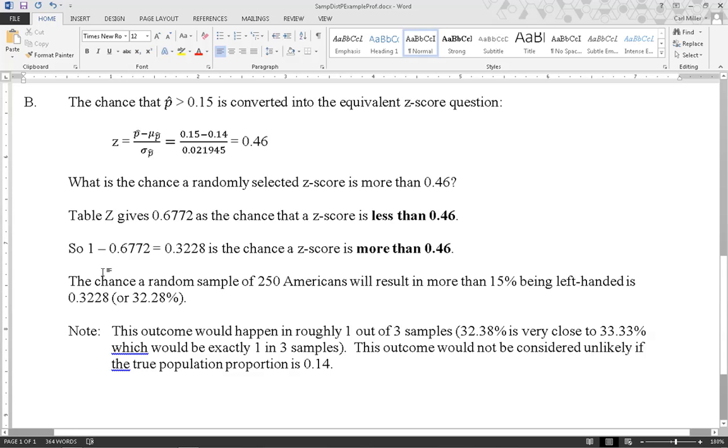The chance a random sample of 250 Americans will result in more than 15% being left-handed is 0.3228, or 32.28%. Note that this outcome would happen roughly in 1 out of 3 samples. 32.28% is really close to 33.33%, which would be exactly 1 in 3 samples. So this outcome would not be considered unlikely to observe if the true population proportion P is 0.14.